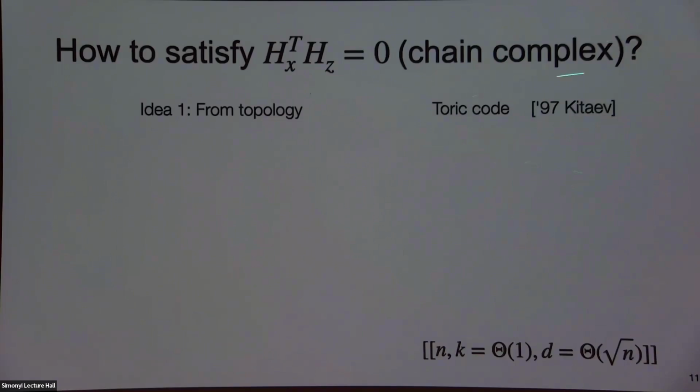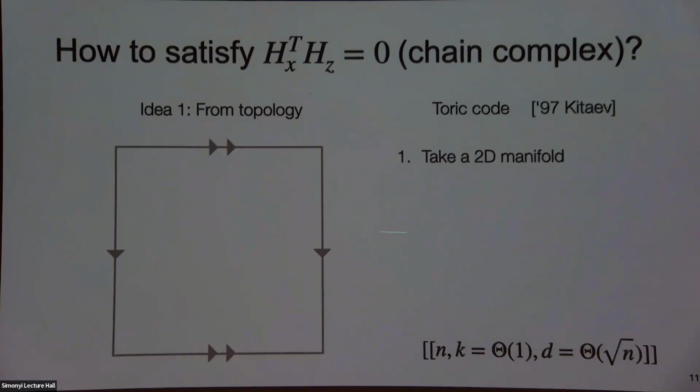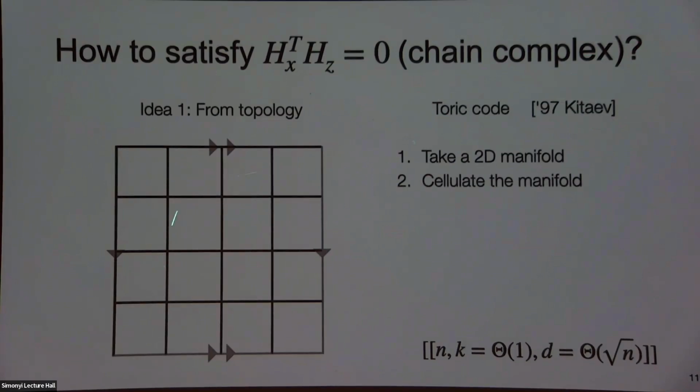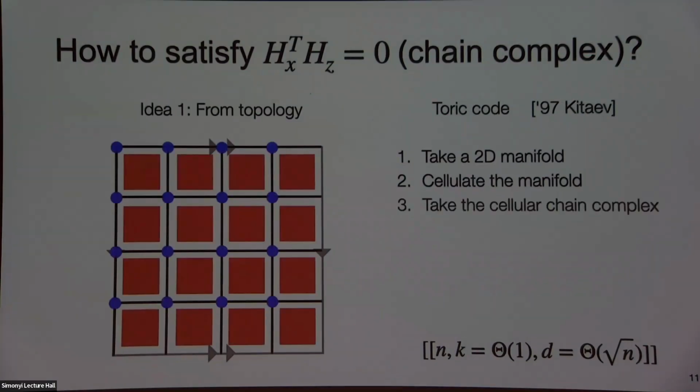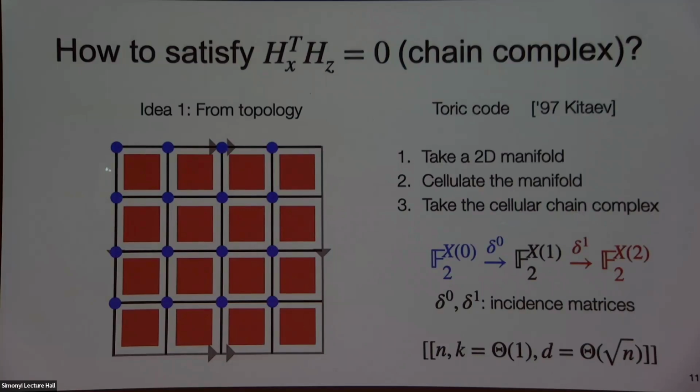And that's exactly the idea back in 1997 by Kitaev, which gives you the toric code. So let me go into the details. First you take a 2D manifold, in this case a torus, and then you can cellulate this manifold, in this case into a grid, and then we can take the cellular chain complex. How it works is that we'll map the vertices to the edges and to the faces. So this X0 is simply all the vertices in this picture, and these maps are the incidence matrices. Just by taking a finer and finer subdivision, one can get a family of codes, and this is what you will get.